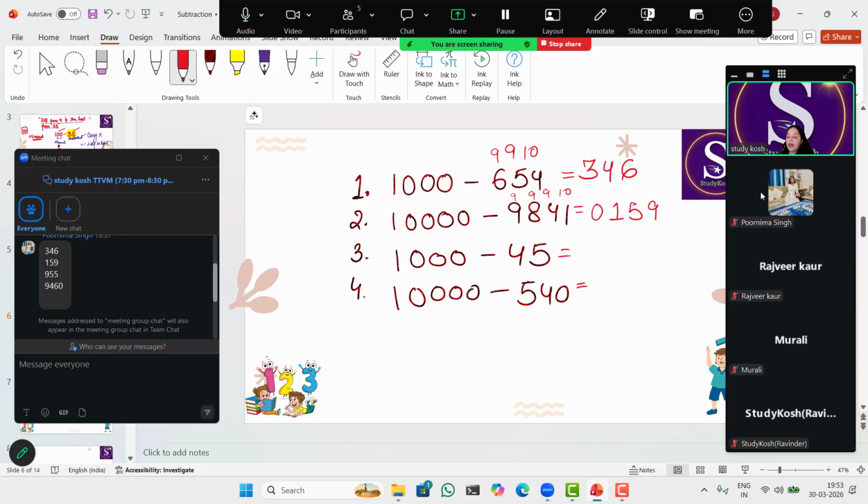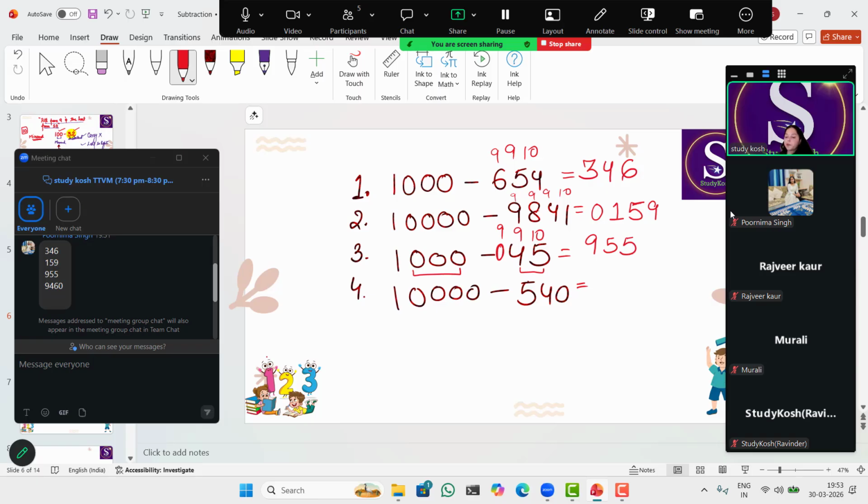Last we have 10,000 minus 540. As Purnima told, here we have 540 and the number of zeros we have is 4. So we need to attach one zero, but at last we have this 0. So we'll start from here. We'll consider this 4 as the last digit. The reason is we have 0 here.